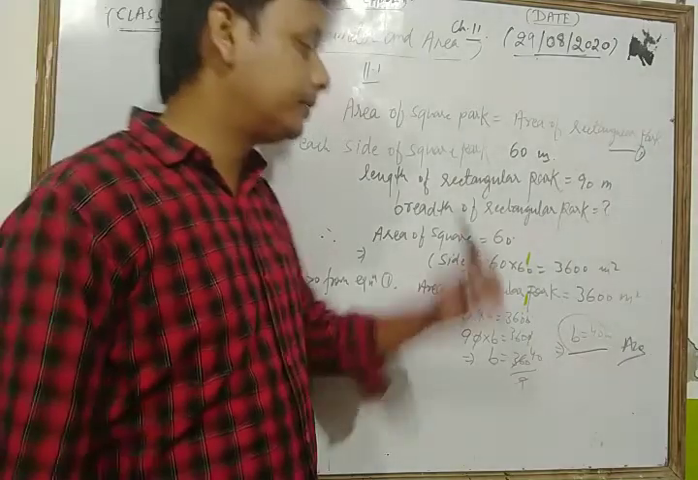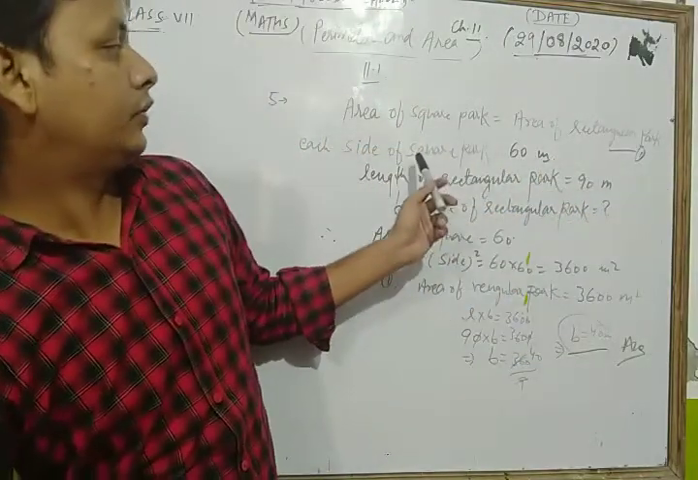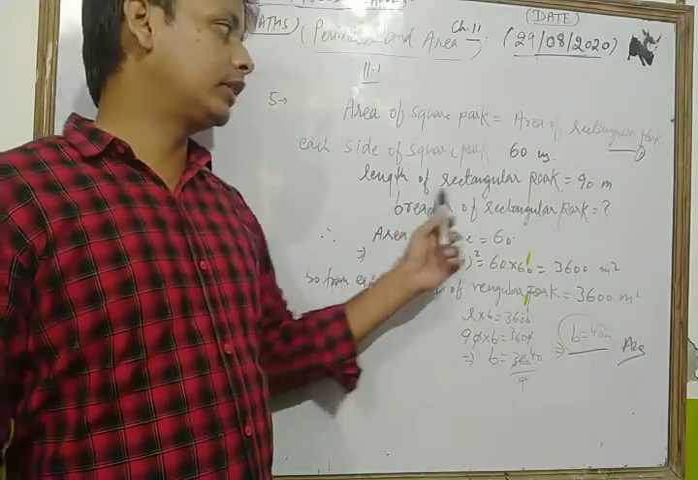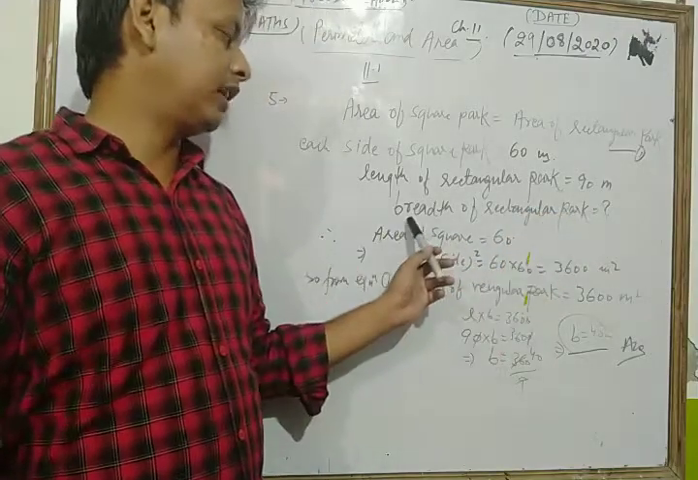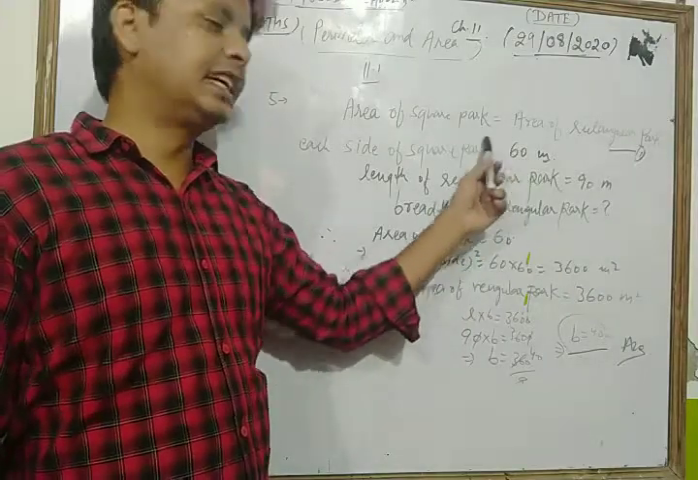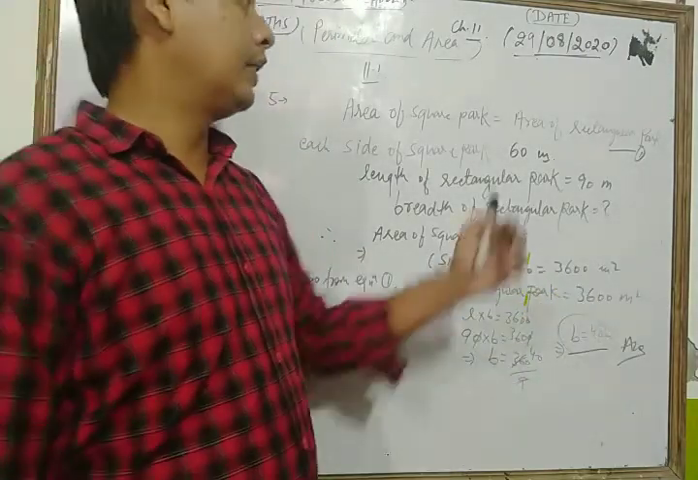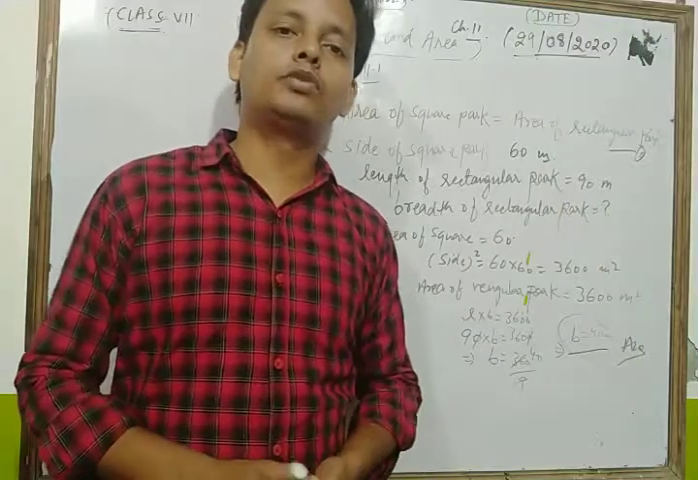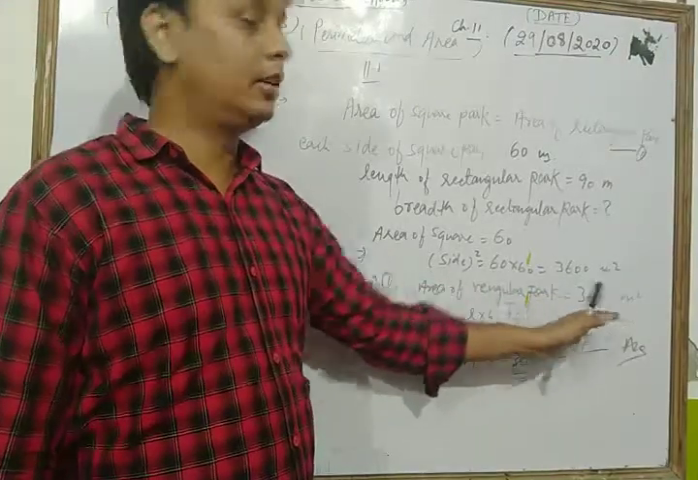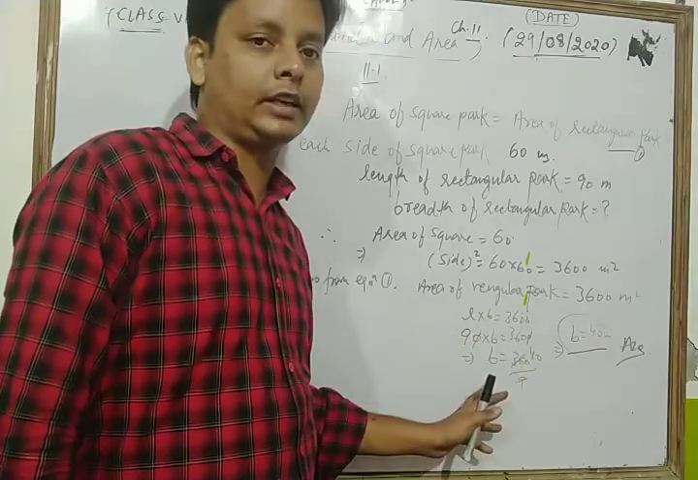Let's see once more, dear students. Here the area of the square park is the same as the area of the rectangular park, and the side of the square park is given as 60 meter. The length of the rectangular park is 90. And we find the breadth of the rectangular park. First we find the area of the square because its side is given as 60. So 60 into 60, we get 3600 meter square, and using relation 1, the area of the square is the same as the area of the rectangle. So the area of the rectangular park is 3600, and we apply the formula for a rectangle, length into breadth. In this way we find the breadth of the rectangular park.